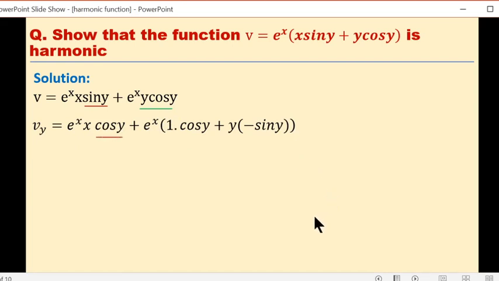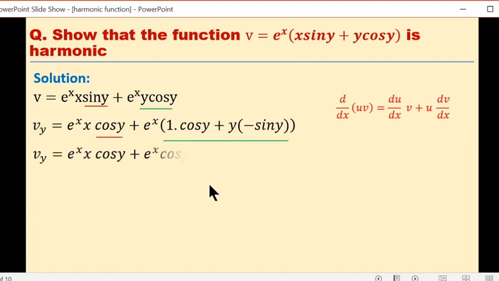Okay, so we have written down the derivative. Now let's open the bracket. So here UV rule we have used, that I have already explained. Okay, so Vy will be e raised to x into x cos y plus e raised to x into 1 into cos y is e raised to x cos y plus e raised to x into y into minus sin y, that is minus e raised to x into y sin y. Okay, so this is Vy.